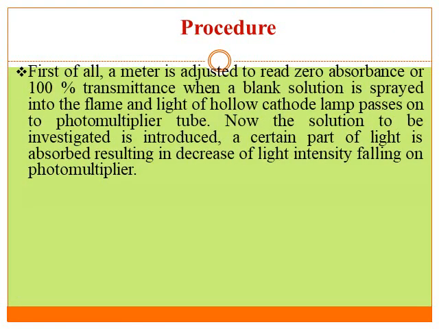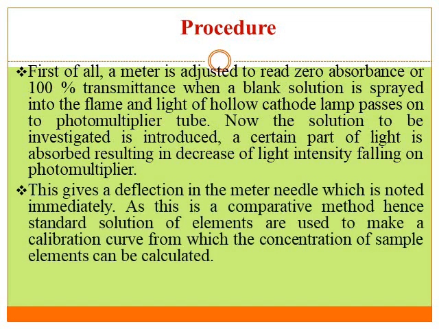Now the procedure. First of all, the meter is adjusted to zero absorbance, or 100% transmittance, when a blank solution is aspirated into the flame and light of the hollow cathode lamp passes on to the photomultiplier tube. Now the solution to be investigated is introduced, and a certain part of the light is absorbed, resulting in a decrease of light intensity falling on the multiplier. So the intensity goes on decreasing. This gives a deflection in the meter needle, which is noted immediately.